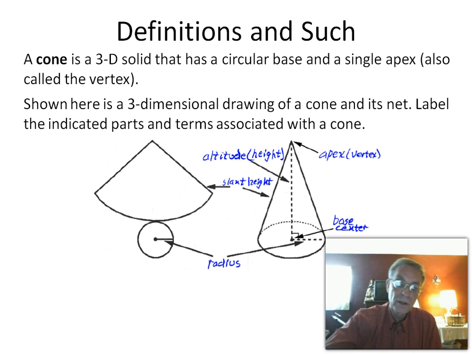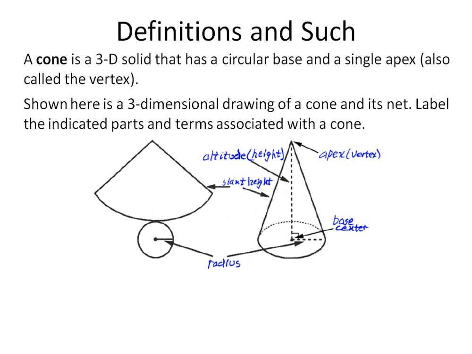So the altitude over here is the height. That's what you need in order to find the volume. The apex is the vertex up here. The base center is essentially the center of the circle that forms the base. The radius is the distance from that center to the edge of the circle. And the slant height are these slanted sides that are going on here. Okay, so these are the labels that need to go with your drawings that are on your notes, and we need to go ahead from there.